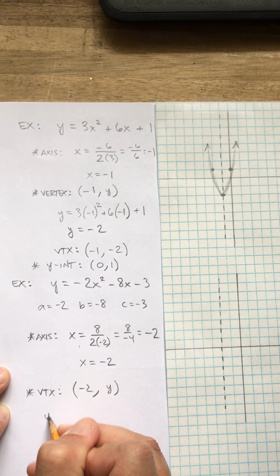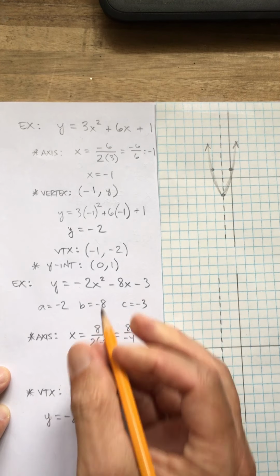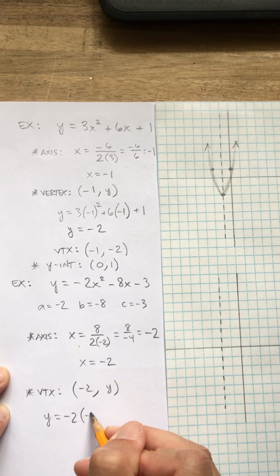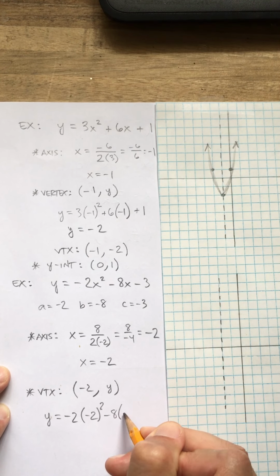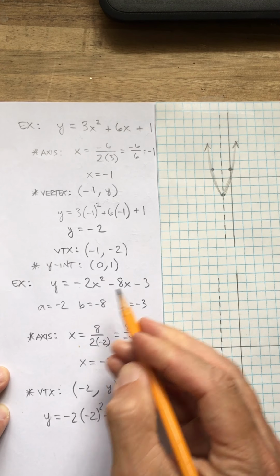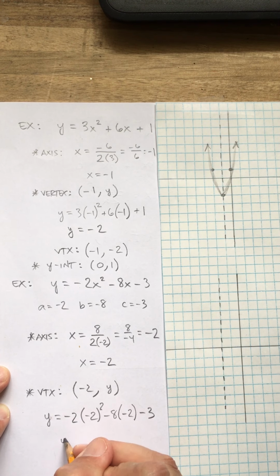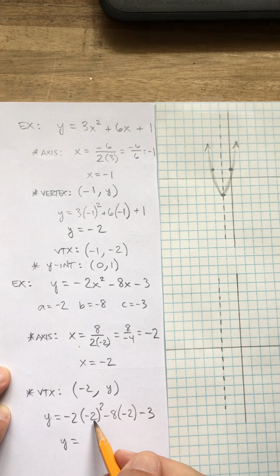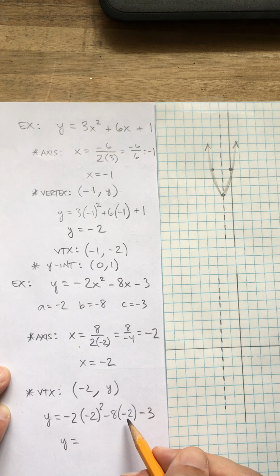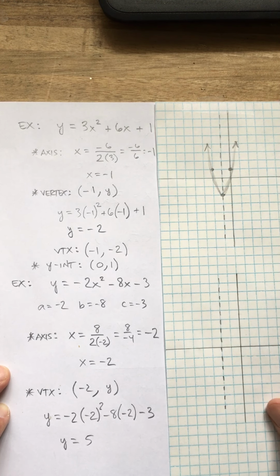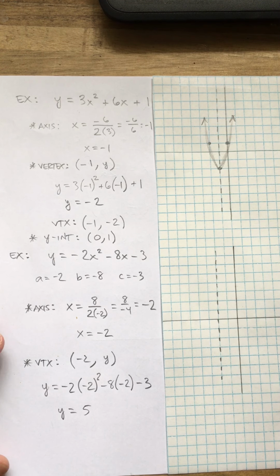Now let's write down the equation. y equals, copy the equation, y equals negative 2 times x squared. But what is x? It's negative 2. Negative 2 squared. Minus 8x, so minus 8 times, remember, x is negative 2, minus 3. And so now we get y equals 4 times negative 2 is negative 8, plus 16 is 8, minus 3 is 5. Again, if I went too fast there, go ahead and pause it, rewind it, or just pause it and figure it out yourself. You should get y is 5.